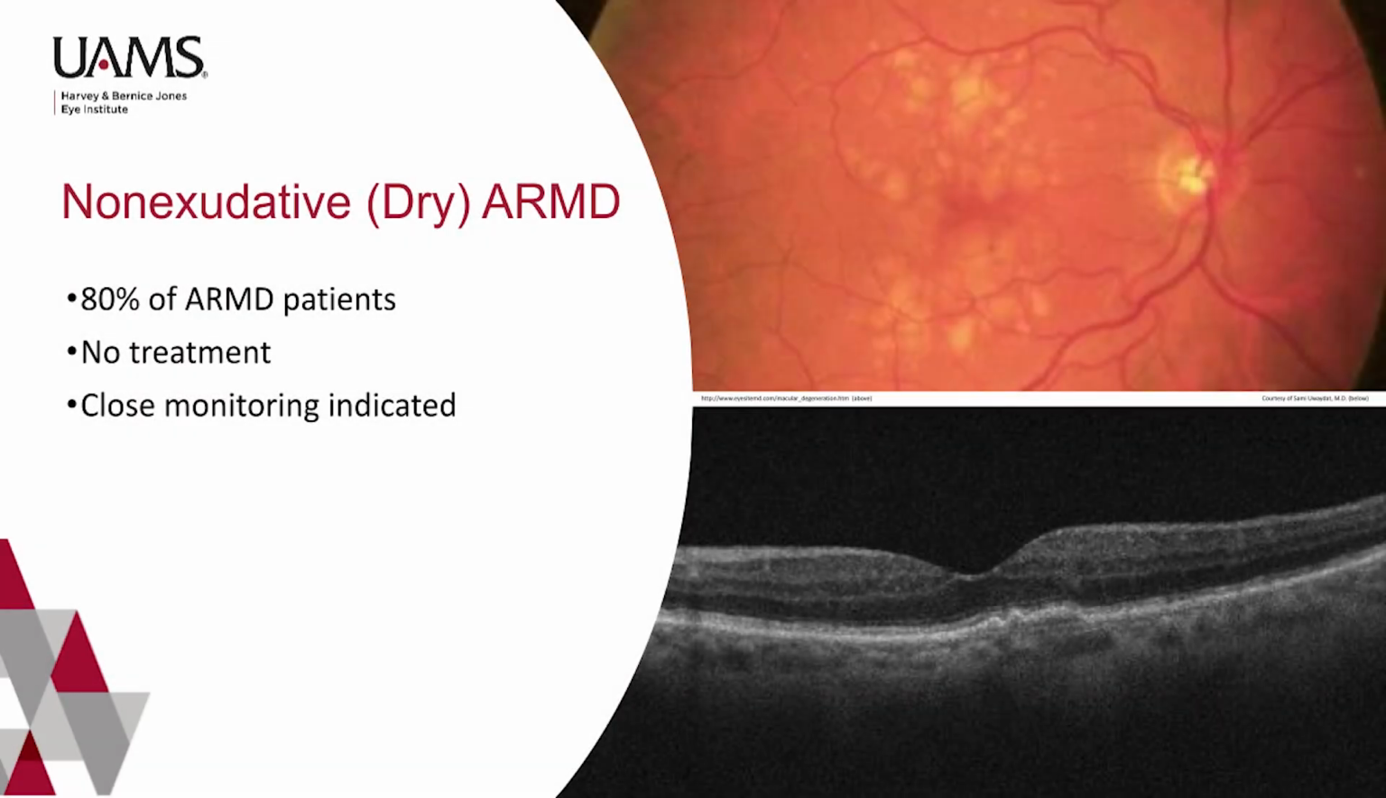The dry form is the most common form. It accounts for about 80% of macular degeneration patients. There is no treatment for this form, but close monitoring is indicated because if there is conversion to the wet form, we want to catch that as soon as possible. You can see in the top right image there are yellow clumps right in the center of the macula. Those are particles called drusen. Drusen develop as protein clumps up in the macula, and those clumps of drusen can coalesce together and later on form scarring or leakage of fluid or blood in those areas.